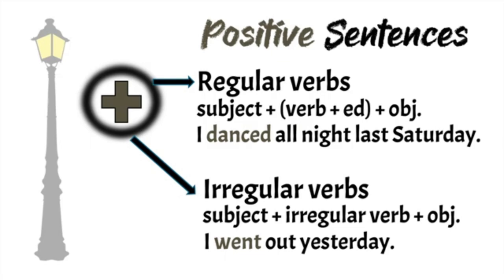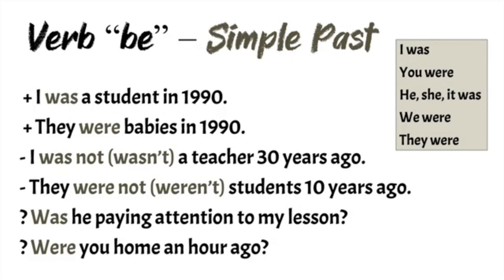Okay, what happens with the verb to be? First of all, let's review the verb to be. I was, you were, he, she, it was, we were, they were. Let's make an example. I was a student in 1990. They were babies in 1990. Okay, these are positive sentences.